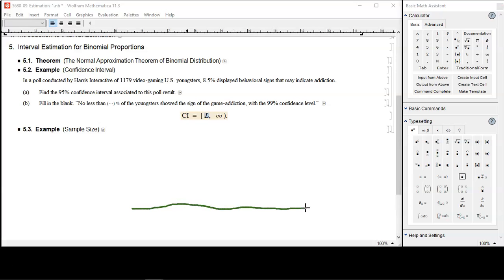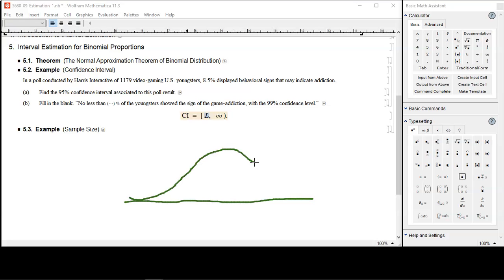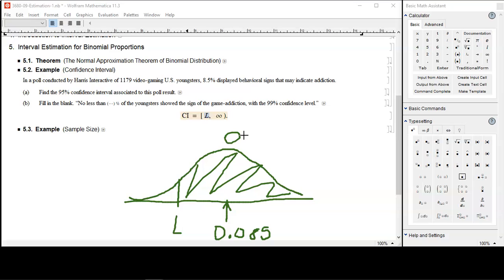So here we go. Let's do it again. Okay, horizontal line, we have the normal approximation picture. And then this number is the lower bound. And then this is the observed proportion, 0.085, right here. And then this proportion here is 99%. And the other 1% comes from the left-hand side here.